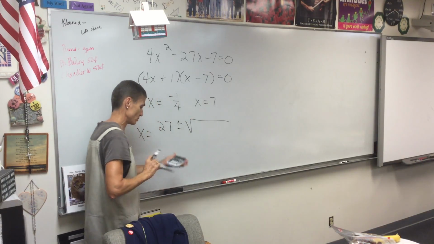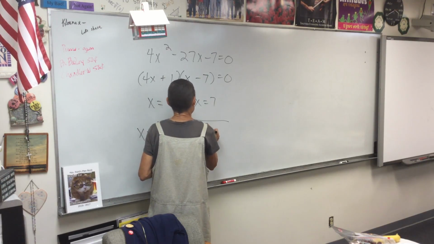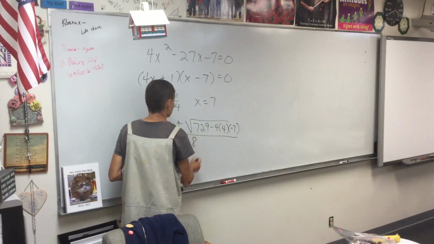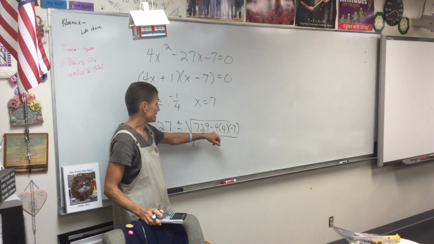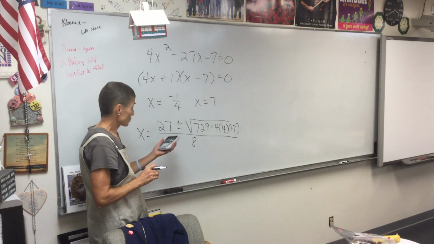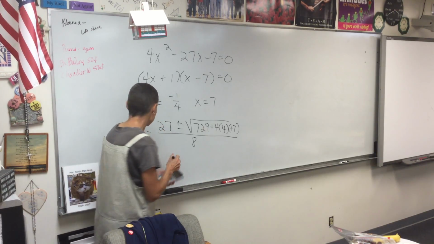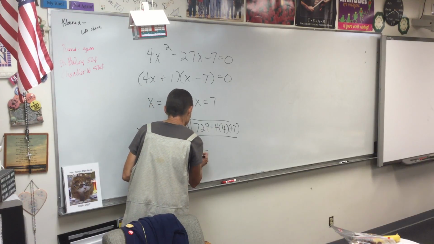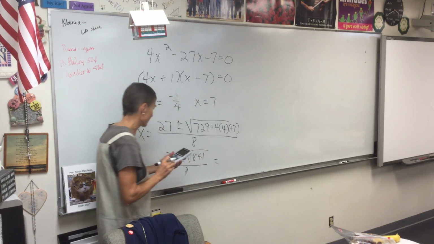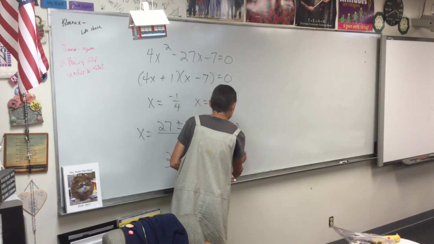Anybody happen to know what 27 squared is off the top of your head? 729. Minus 4 times a times c all over 2a. Now, when you simplify this, watch that double negative there. That's actually going to become a plus, right? So I have 729 plus 4 times 4 times 7. So that's 841. And the square root of 841, lo and behold, is 29.